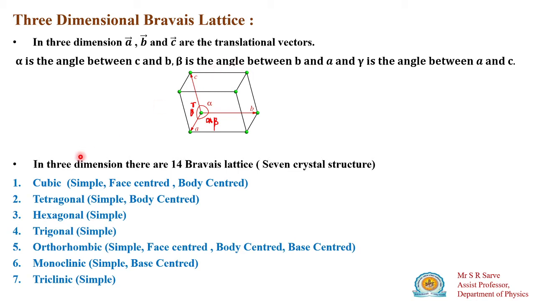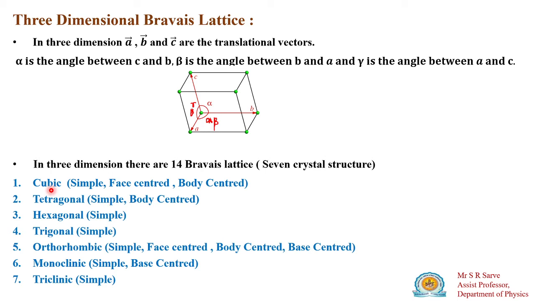In three dimensions there are 14 Bravais lattices. These 14 Bravais lattices arise due to the 32 point group symmetry operations, which arise in three dimensions, and they are obtained from these seven crystal structures.